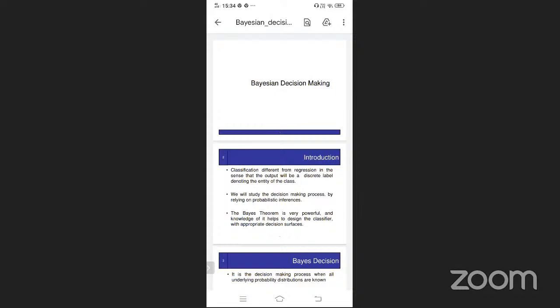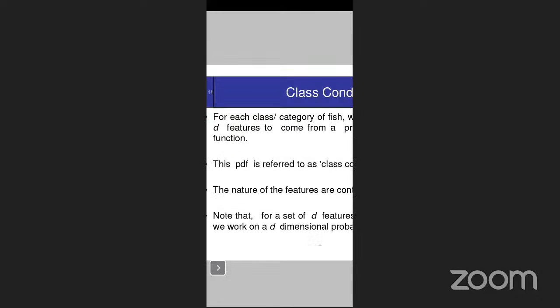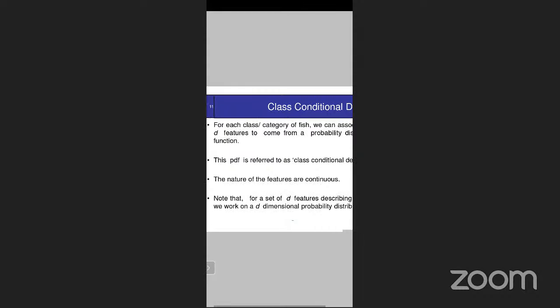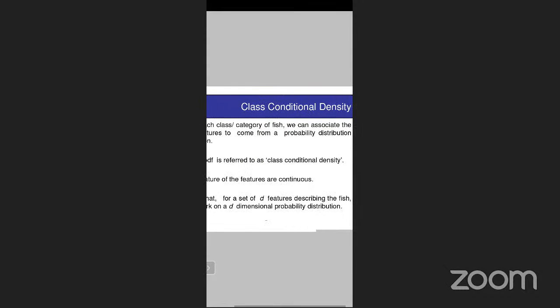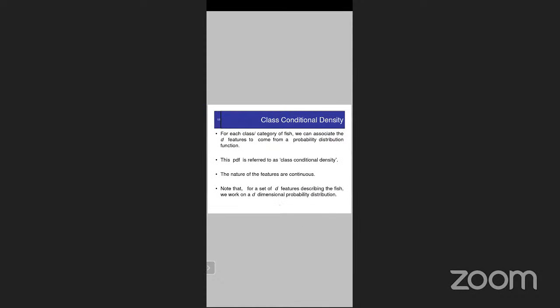So now coming back to the slide again. What does class conditional density mean? For every class or category, you associate the d features to come from a distribution function, and it is class conditional density, meaning for salmon there is a PDF, for sea bass there is a PDF. The features are continuous because whatever you're measuring are continuous features like length, width, height, and so on. And the distribution is no longer a single distribution, it is a d-dimensional distribution. So that you don't need to worry.